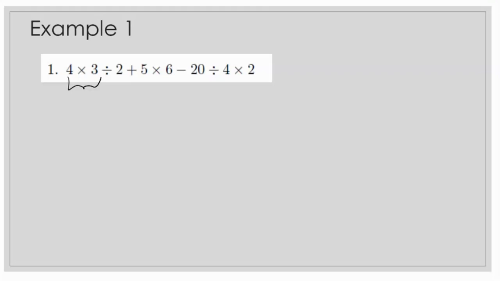And then we're going to divide. It's going to be 4 times 3, which is 12, divided by 2, which is 6. Plus 5 times 6 minus 20. Do I do anything here? No, we don't do anything yet because there's a division before the multiplication here.